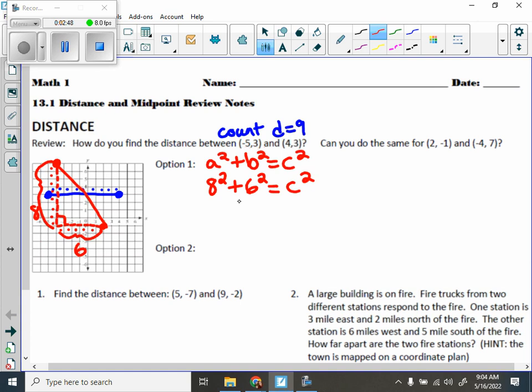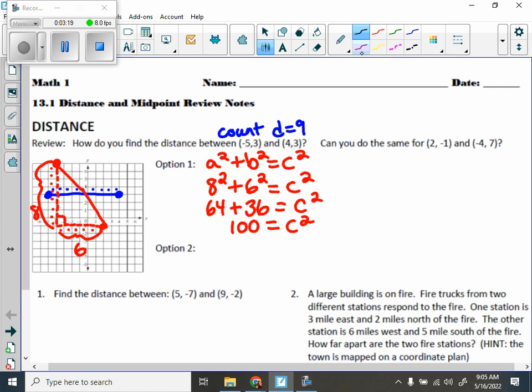Now what is 8 squared? What's 8 times 8? 64. What about 6 times 6? 36. What is 64 plus 36? It is 100. If you have 100 equals C squared, what can you do to figure out just C? Do you remember how to get rid of the squared? Not divide. What's the opposite of squaring?